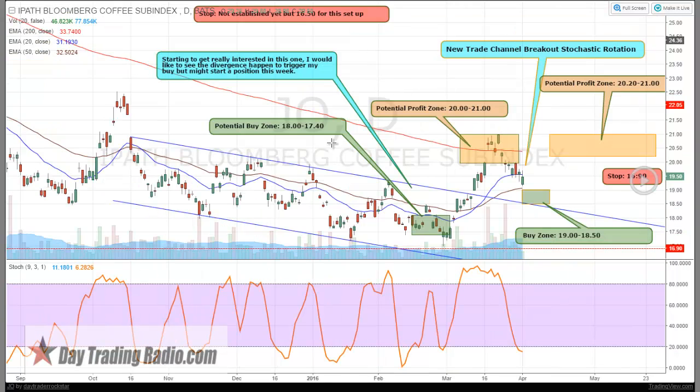Here we have the Bloomberg Coffee ETF. It's called JO, J-O. And it was a beautiful channel back here. The first time we took this trade was on a divergence. I was extremely excited about it, banging the table and everything. We had a tremendous trade in this one from the 17.50 area all the way up to the 21 area. I think I got out of it right below 20, right as it hit our potential zone there. But it pushed up to 21.